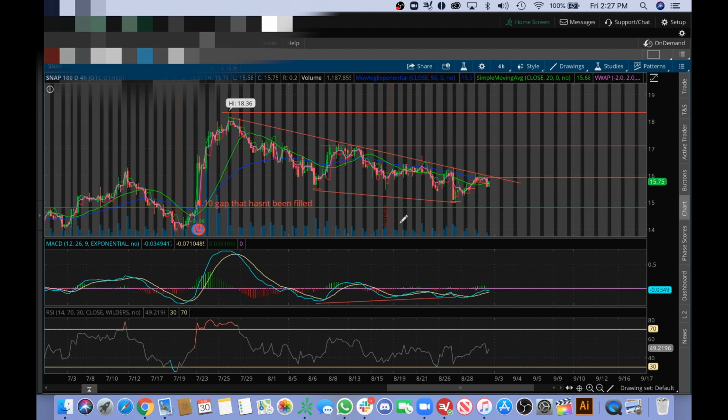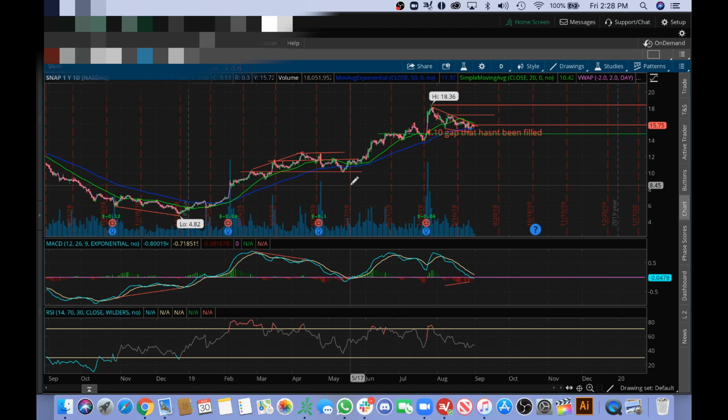And this is basically what's recently happening. It got rejected at 1836 and trended down. I sold my shares around $16, and that's basically what's happening here. I'm going to go back to that time frame so I can show you exactly. I'm going to go to the 1 year, 1 day chart, so you can see exactly what I mean by that divergence.